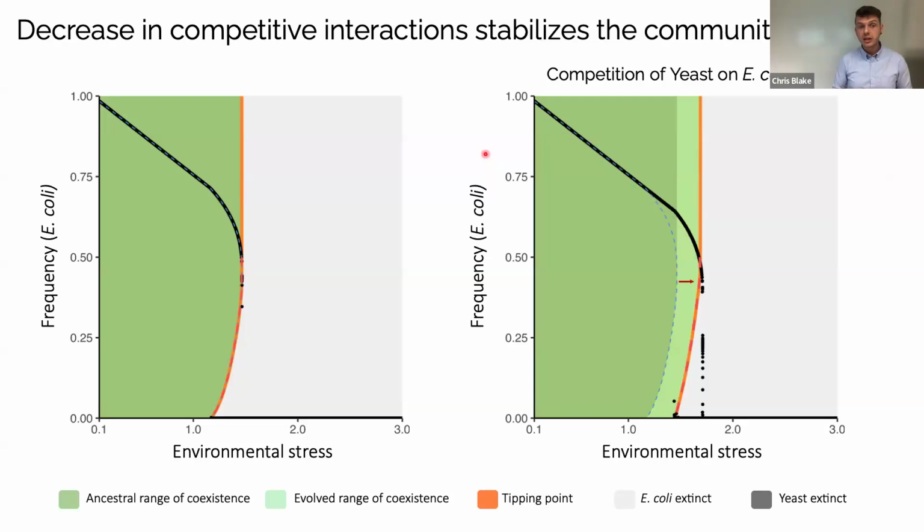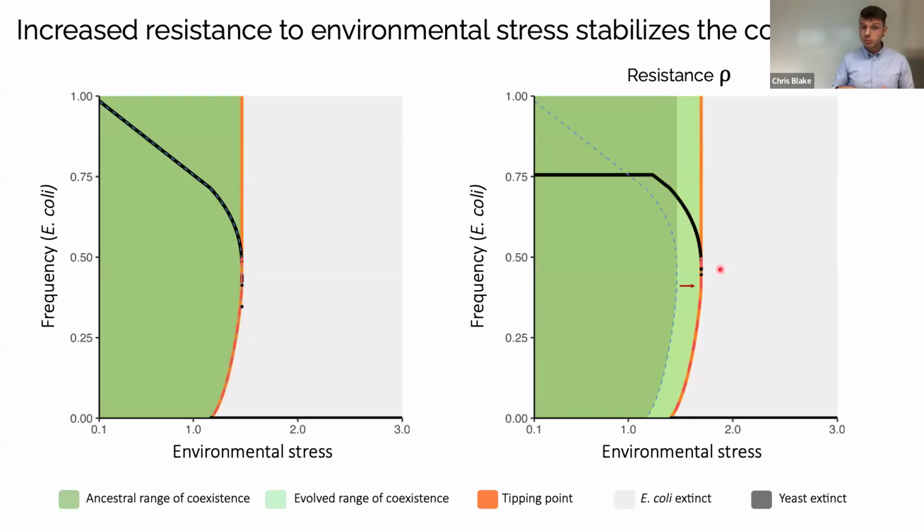On the other hand, if we are decreasing the competition coefficients between the two species, that's already enough to stabilize our system and delay a collapse and push out the tipping point. And finally, probably the best strategy would be if we can evolve resistance towards the environmental stress without changing any of the other parameters.